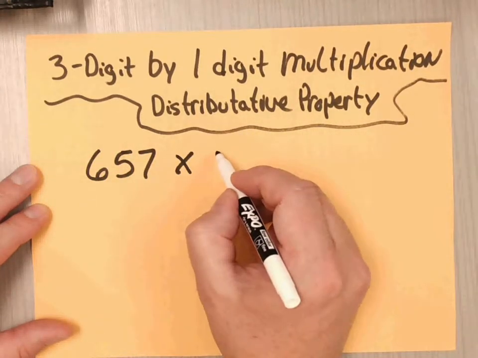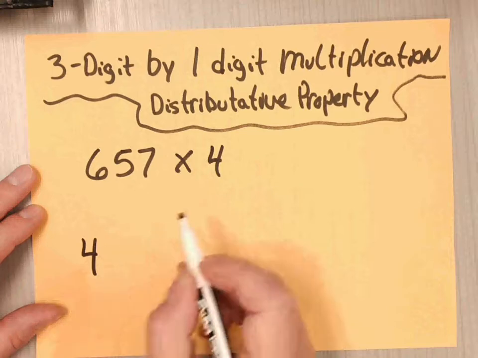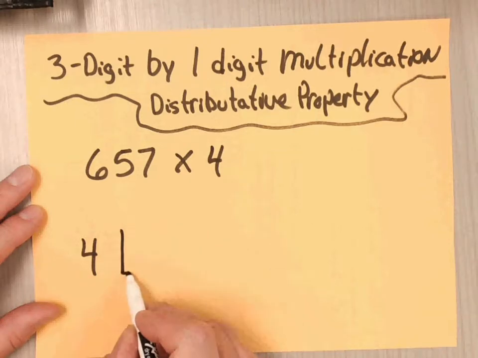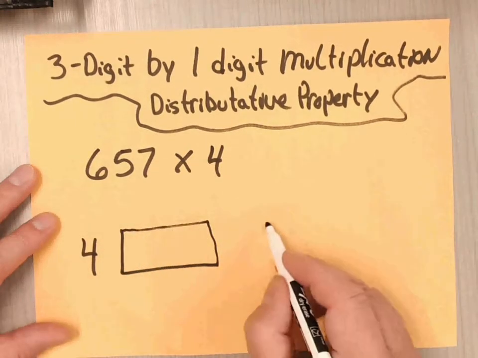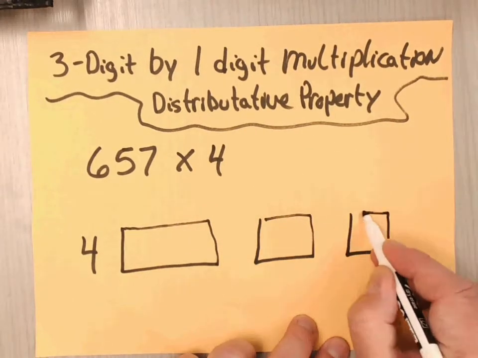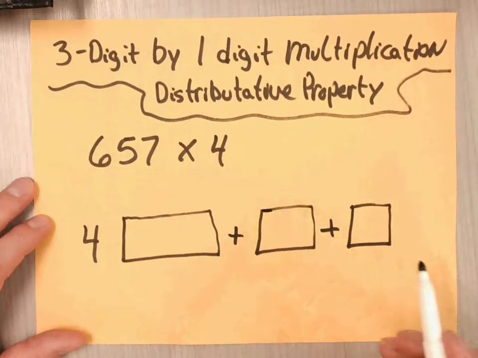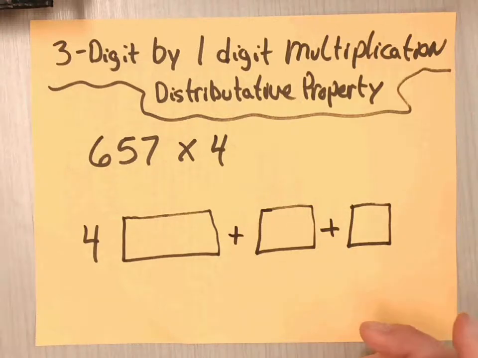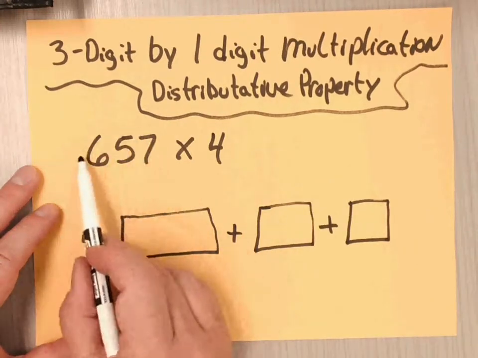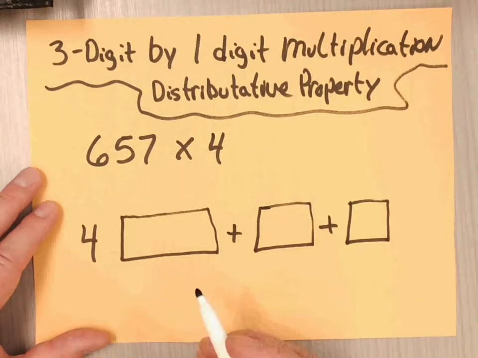times 4. Okay, so to set this up, you put the 4, the number that you're multiplying by, out in front, and then you make 3 boxes for each place value you're going to multiply. And you're going to put a plus sign in between because you're going to add them together once you figure out what they are.